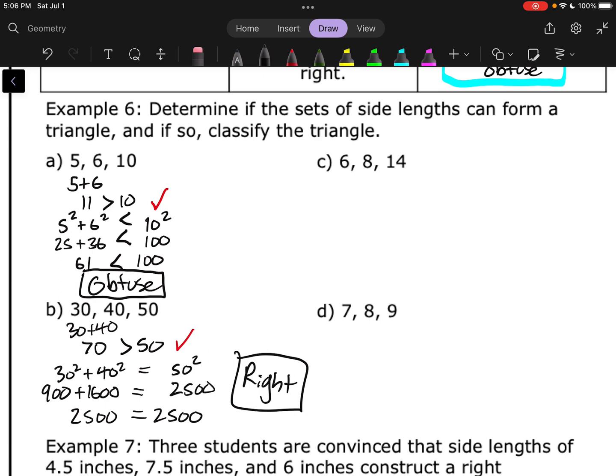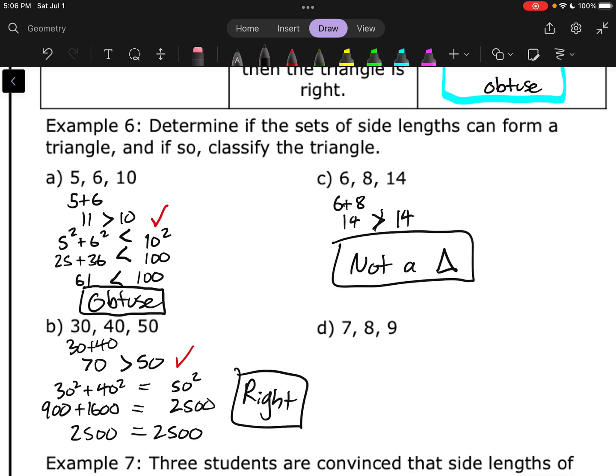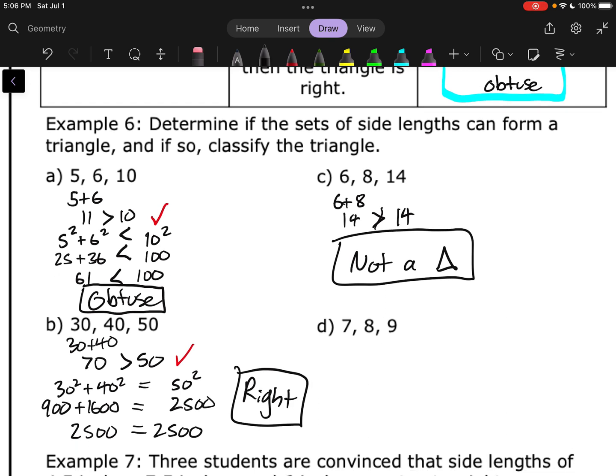All right, let's move on to C. So C, we've got 6 and 8. So 6 plus 8 is 14. 14 is not bigger than 14. So we just stop everything and we say this is not even a triangle. We are not going to move forward and see how a squared plus b squared relates to c squared because that thing's not even a triangle. We're done right there.